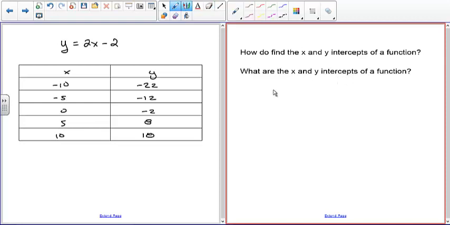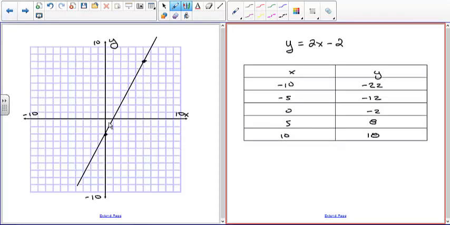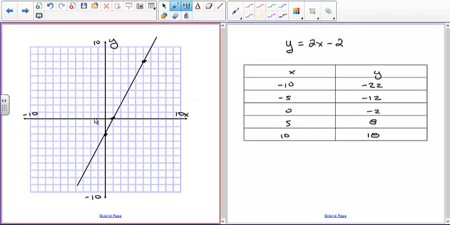Well, the x-intercept is the case where the y-coordinate is equal to 0, and the y-intercept is where the x-coordinate is 0. If we go back to this graph, you'll see here that's the x-intercept. That's the intersection between the x-axis, which is the same as y equals 0, and the curve. Now the y-axis is also the line where x equals 0. Anywhere along this line, x equals 0.